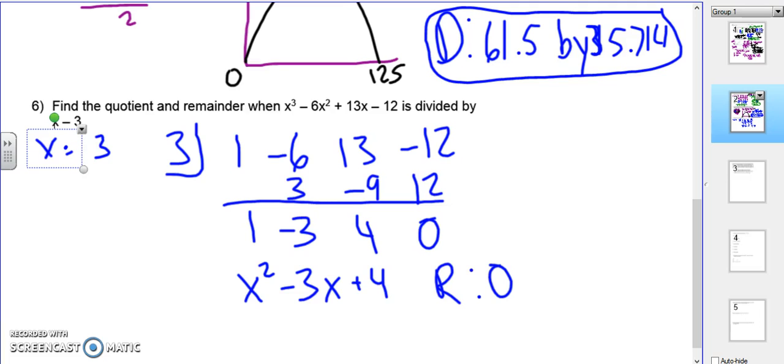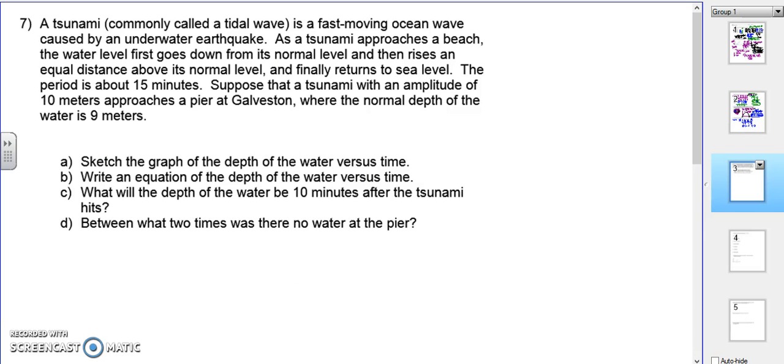All right, let's check out the next question. Uh-oh, we got another word problem here. Tsunami, which is also a tidal wave, is like an underwater earthquake. So a tsunami approaches the beach. The water level first goes down from the normal level. It rises an equal distance above the normal level and then returns back to sea level. The period is 15. So the first thing I want to do is see what information they give me.